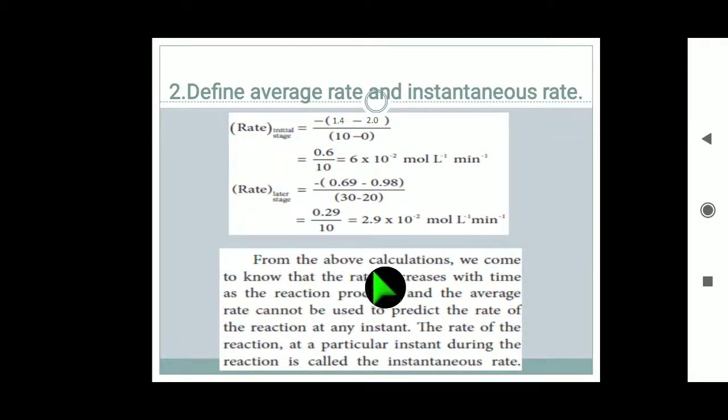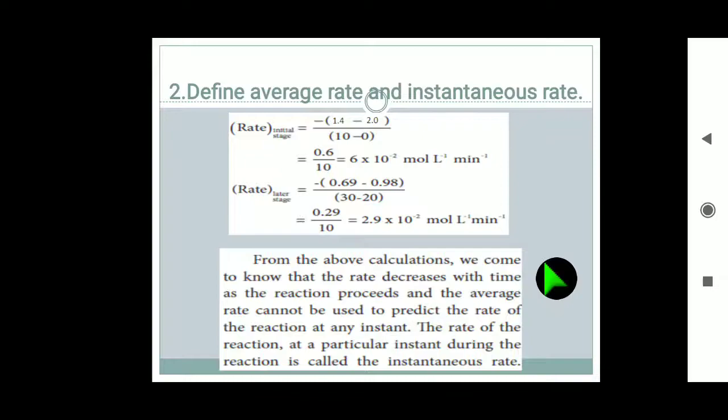So from the above calculation we come to know that the rate decreases with the time as the reaction proceeds, and the average rate cannot be used to predict the rate of reaction at any instant. Suppose if you want the instantaneous rate, the rate of the reaction at a particular instant during the reaction is called instantaneous rate.